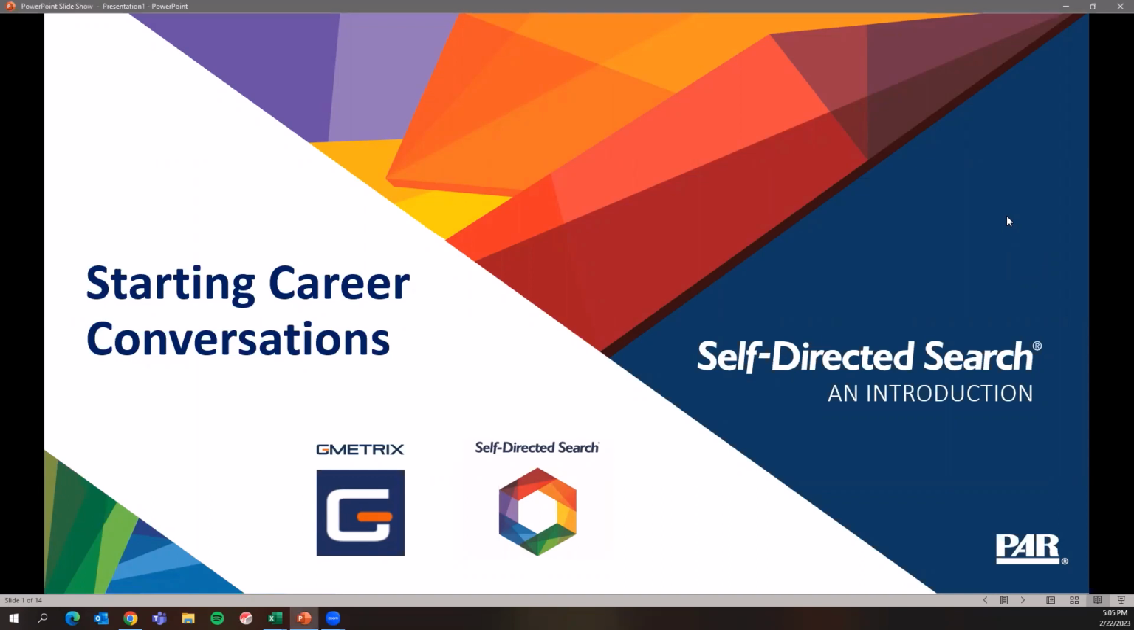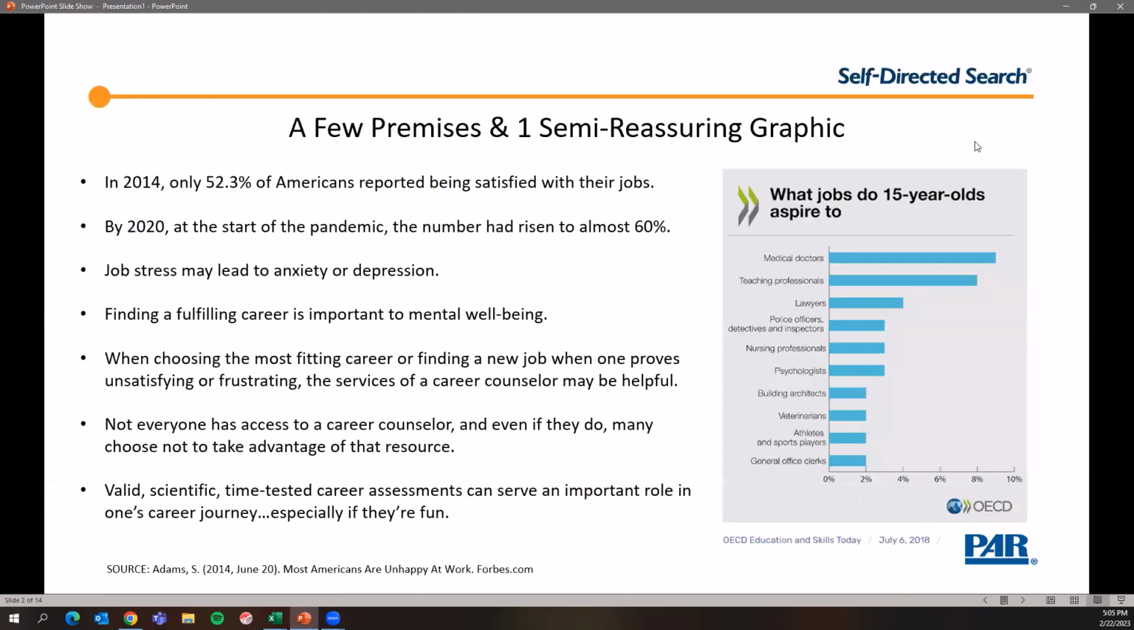To start off the presentation, I like to begin with a few premises. And one really reassuring graphic, it's probably really reassuring would be a better way to say it. On the left side, basically in the last decade or so, about a decade ago, only about half of people were satisfied with their job.